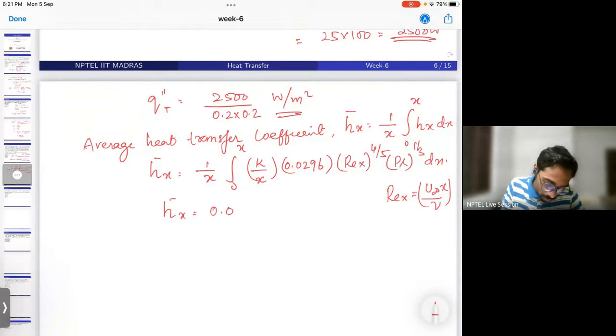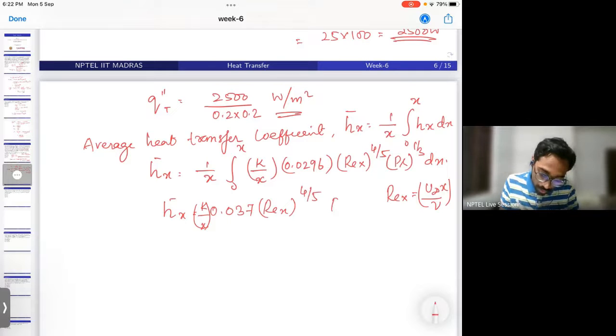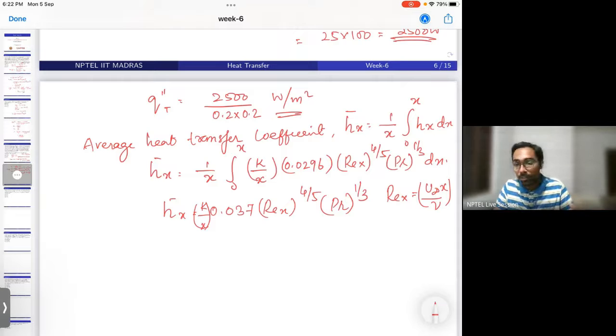If we do the integration and substitute, we get h bar x is equal to around 0.037. So if you write the average heat transfer coefficient over x, it comes out to be x by l times k by x times 0.037, Reynolds number at x raised to 4 by 5, Prandtl number raised to 1 by 3. So this will be the average heat transfer coefficient over a length x in the turbulent boundary layer.